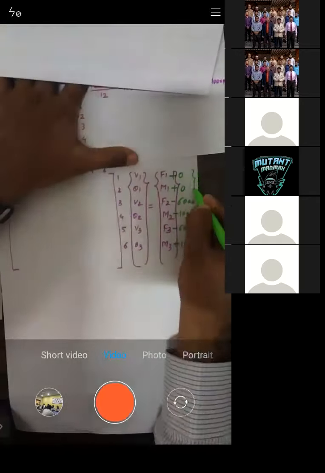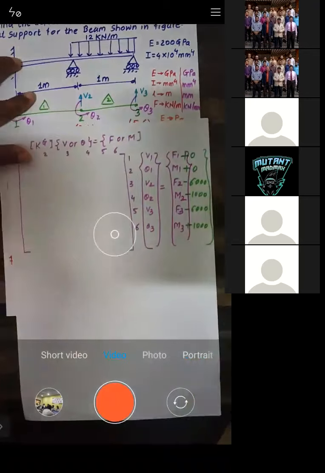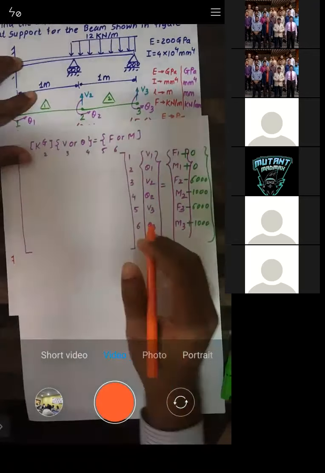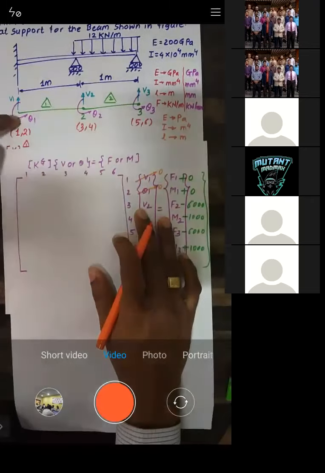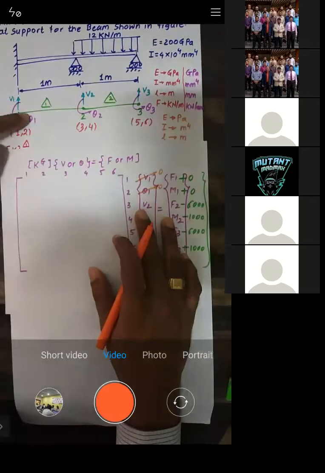Now we need to solve it. In order to solve, we should impose the boundary conditions. Which are the boundary conditions? At node 1, the structure is fixed. That means V1 is 0 as well as theta 1 is 0. You can see at node 1, the structure is fixed, so V1 and theta 1 are 0.